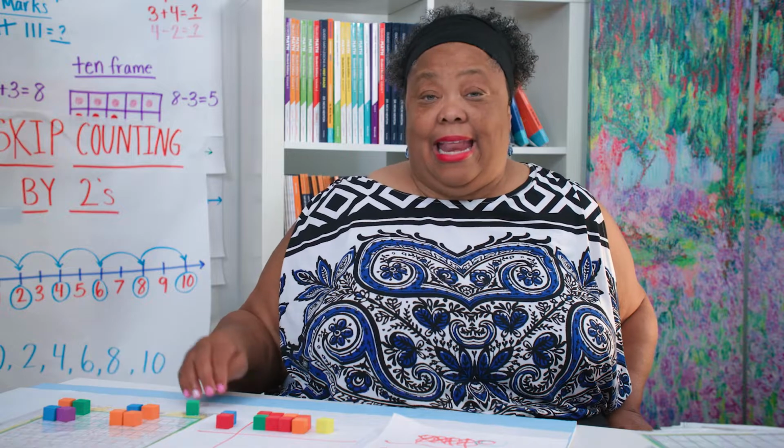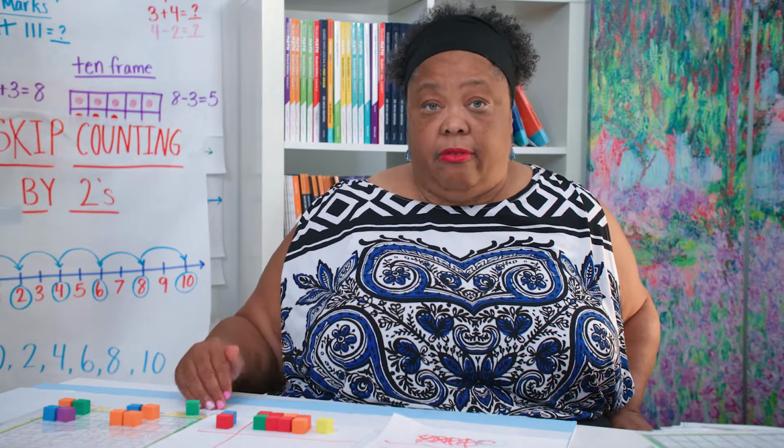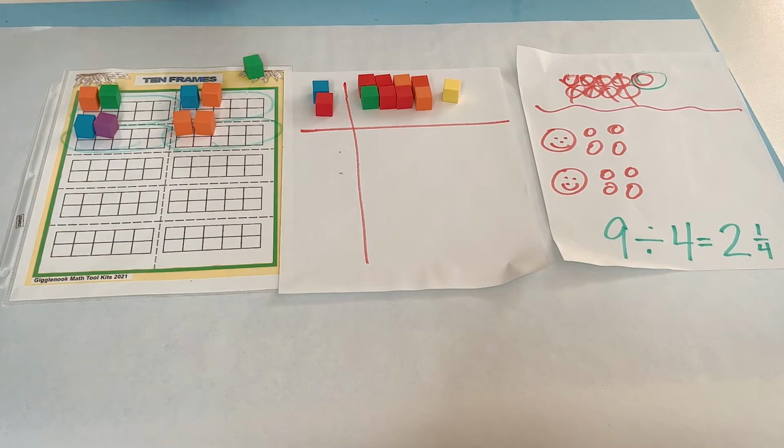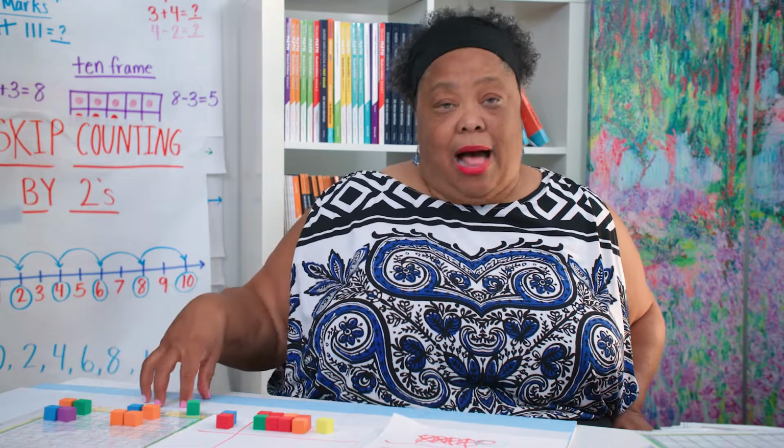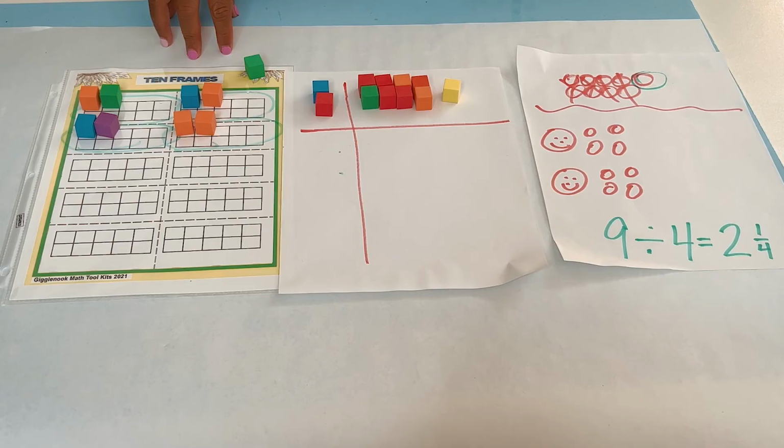So we had a dividend of 9, and our divisor was 4. We have a quotient, which is the answer, of 2. So if I have 9 boxes, and I'm going to put them into 4 groups, I can put 2 in a group, and I will have 1 that is left over.